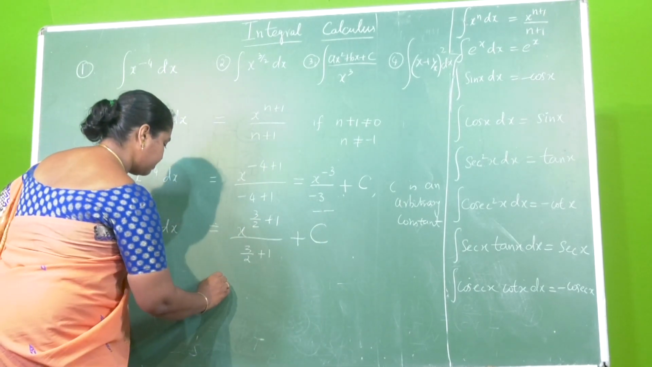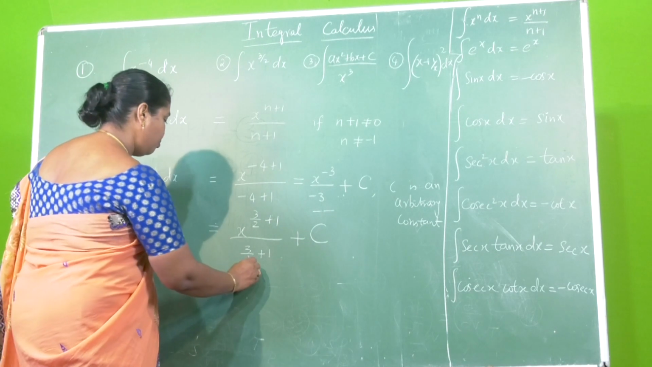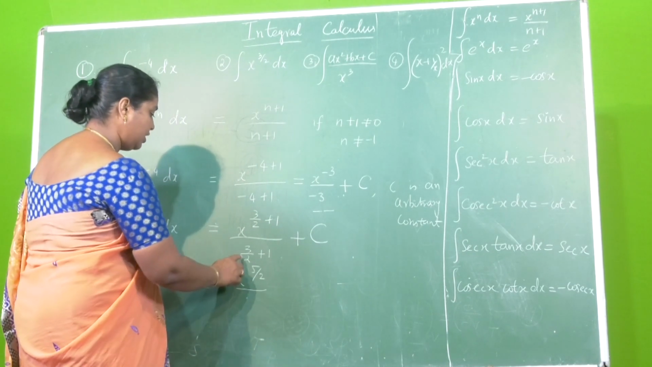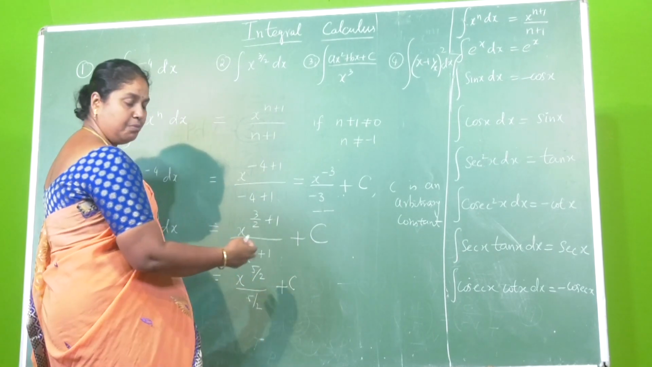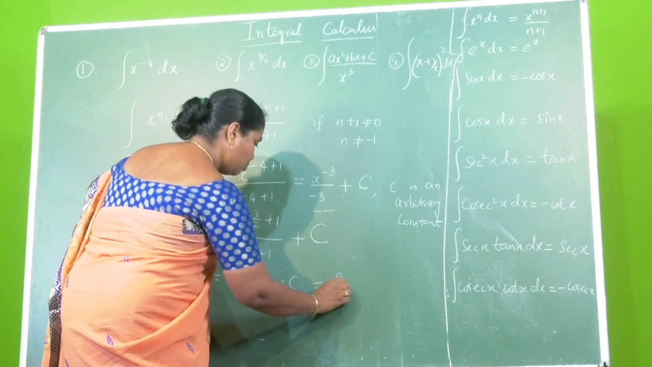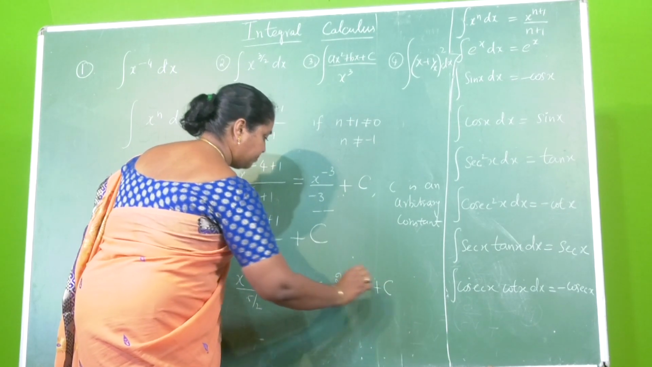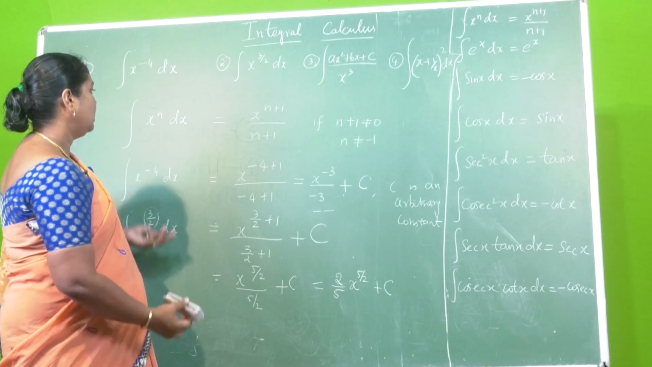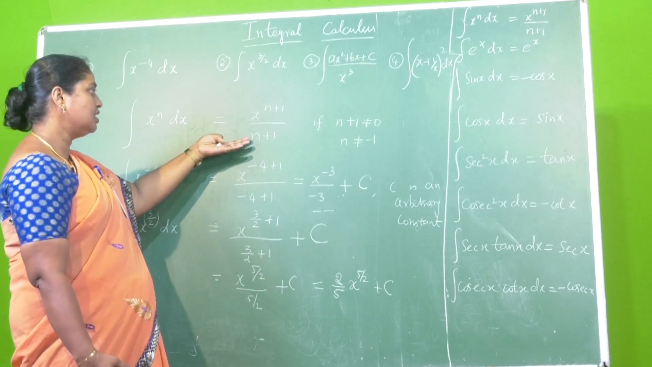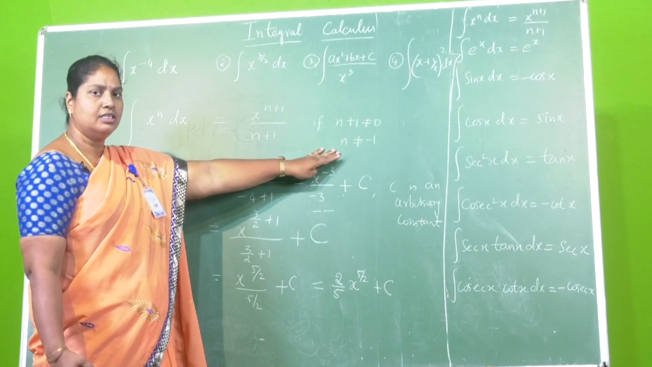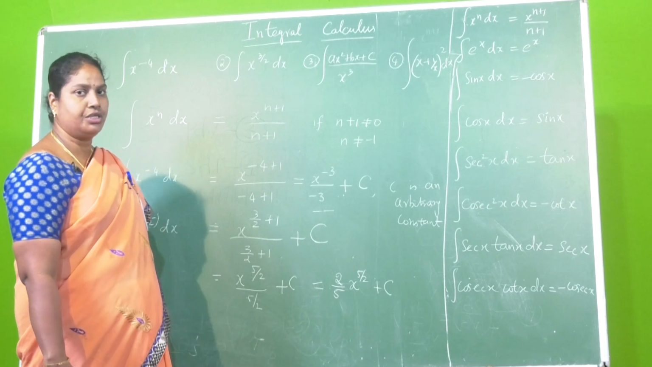So this will be x power 3 by 2 plus 1, which is 5 by 2. So x power 5 by 2 divided by 3 by 2 plus 1, the same value 5 by 2, plus c. So this can be written as 2 by 5 x power 5 by 2 plus c. So if positive or negative powers of x are given, there is no issue, you can use this formula. The only condition is that n should not be equal to minus 1, in other words, n plus 1 not equal to 0.